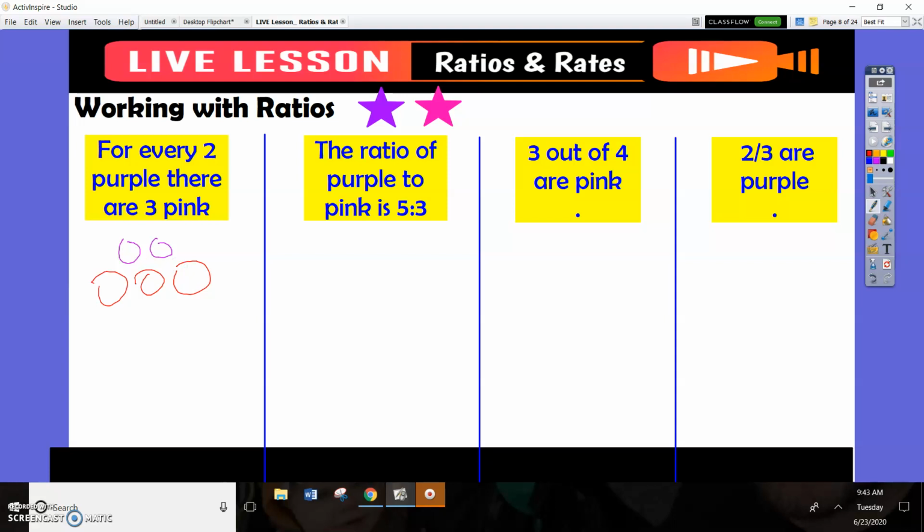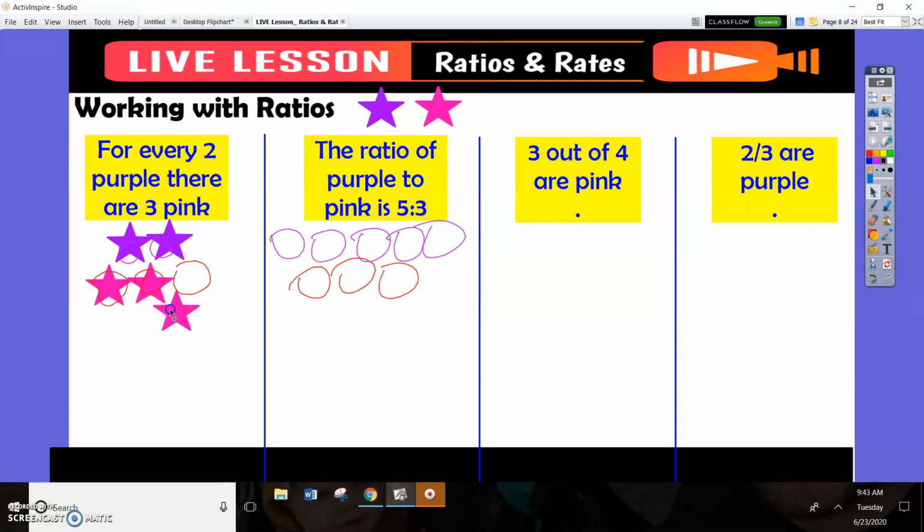Okay, for the next one, the ratio of purple to pink is 5 to 3. So for this next ratio, I'm going to have 5 purple, and I'm going to have 3 red. And Miss Brown just realized that she could use the star at the top of her screen and not have to use the colors. So let's do this really quickly. I'm going to have 2 purple to 3 pink. Okay, on this one I'm going to have 5 purple to 3 pink.